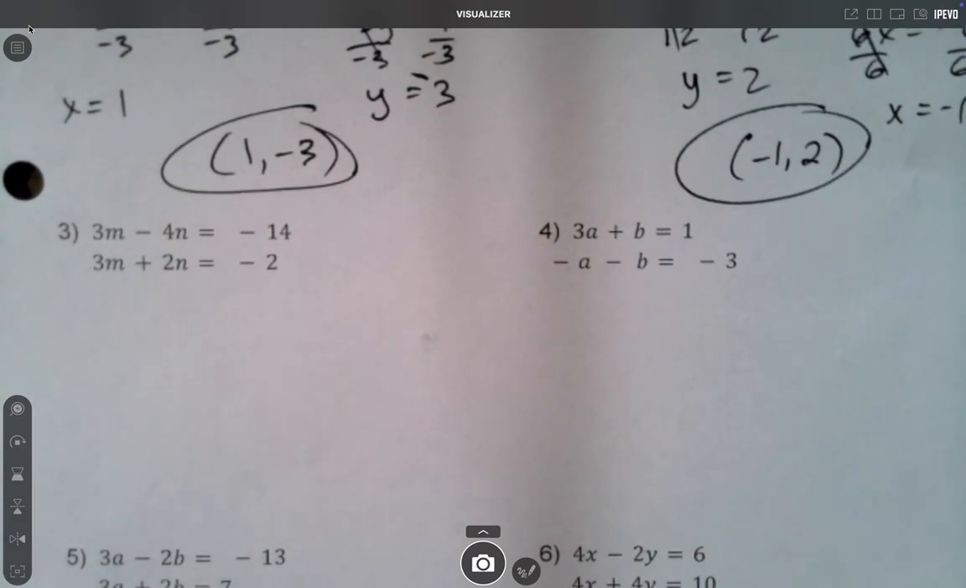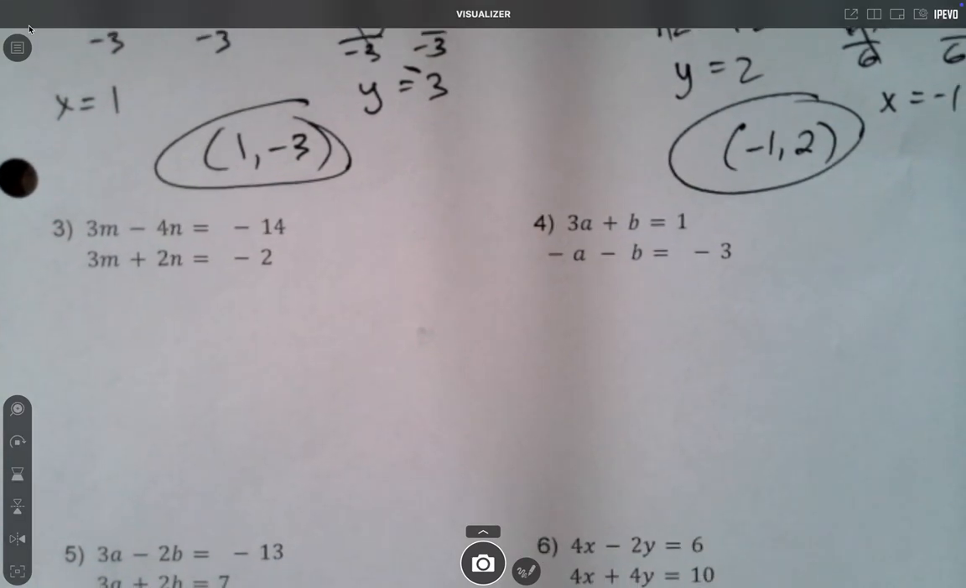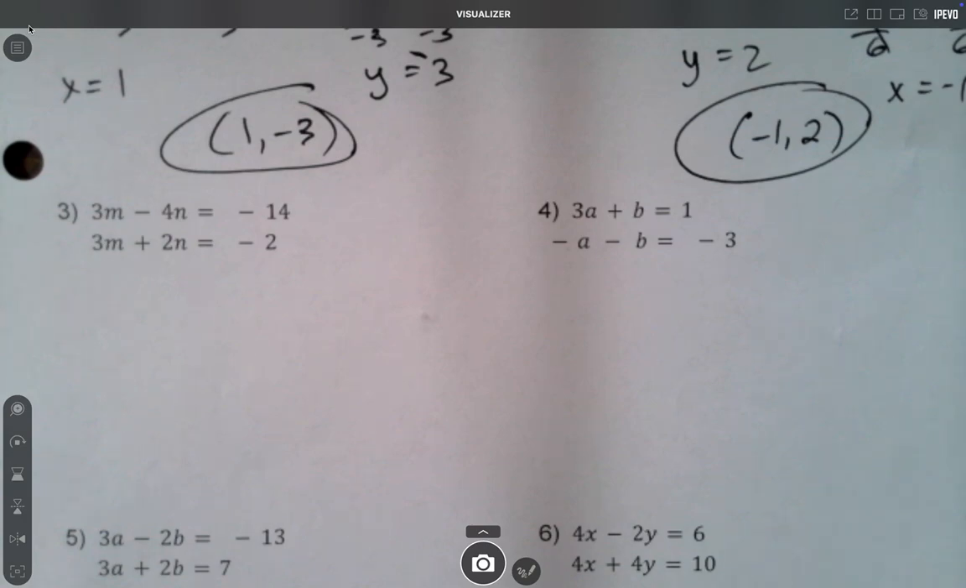Okay, so I'm going to be quiet for just a moment because I want you to look at number 3 and see if you can figure out whether we should add or subtract the two equations.